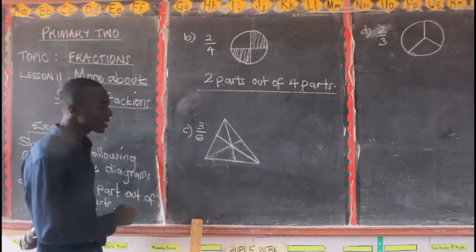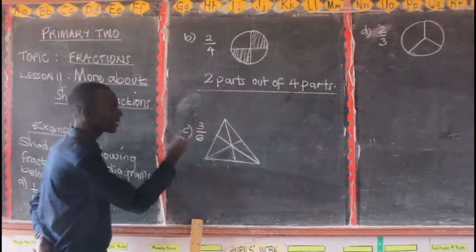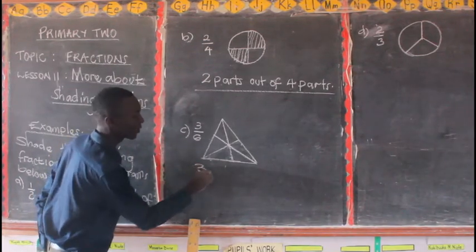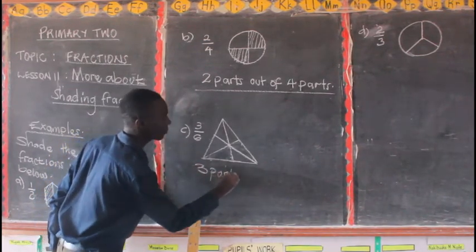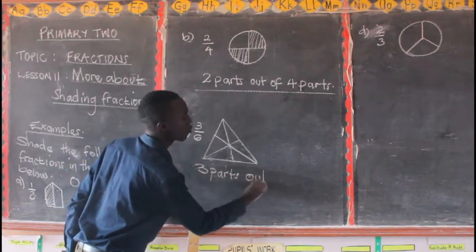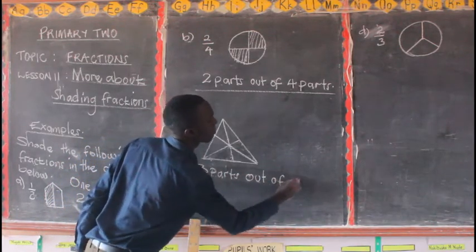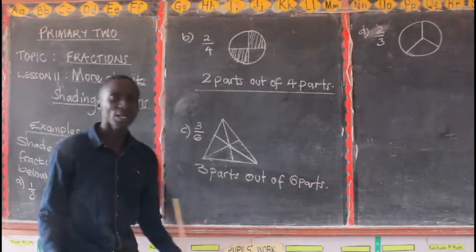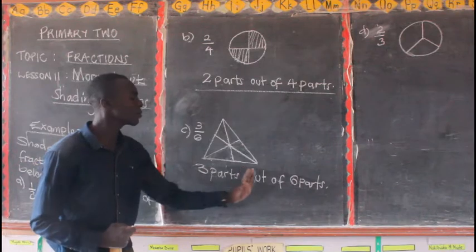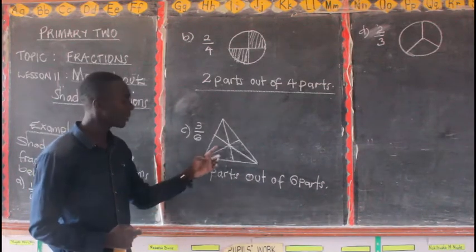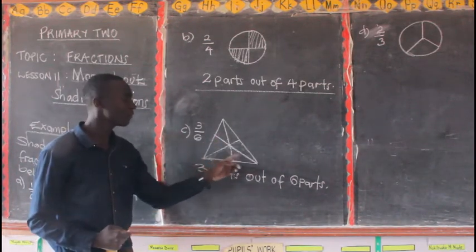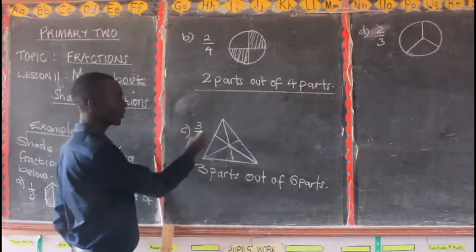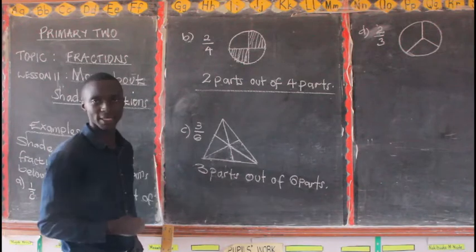We are going to shade it by first understanding that 3 out of 6 simply means that we are going to shade 3 parts out of 6 parts. Remember, how many parts are these ones? 1, 2, 3, 4, 5, 6. They are 6 parts. So we are going to shade 3 parts out of the 6 parts.